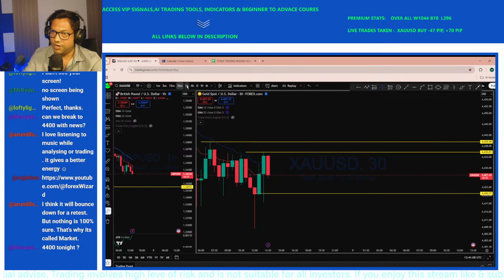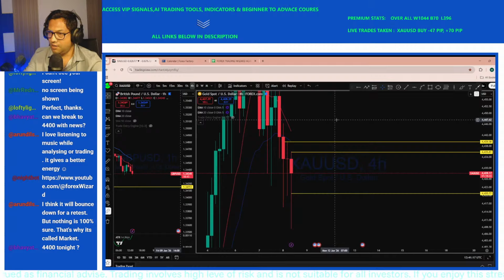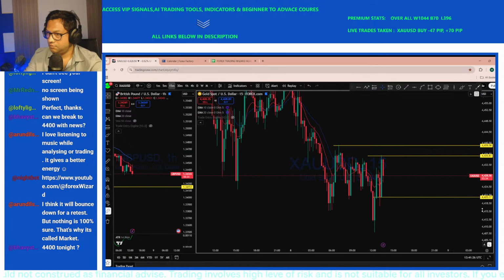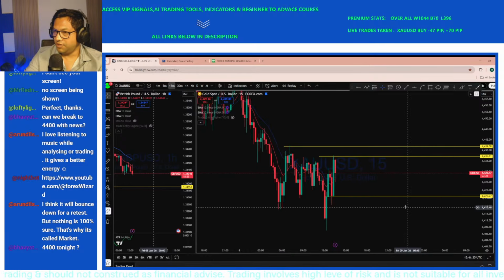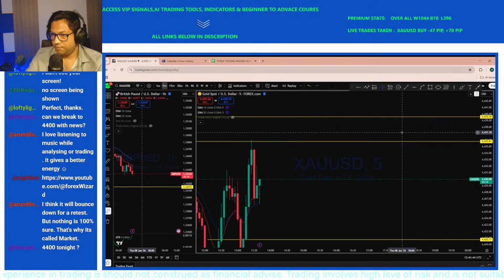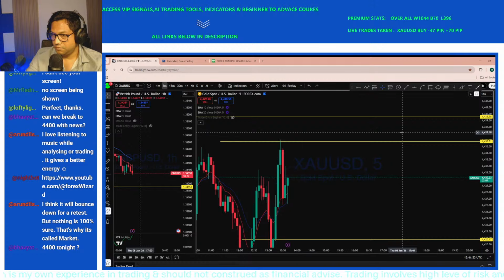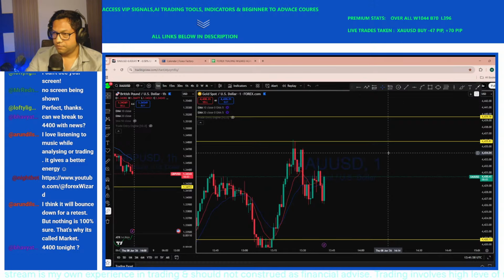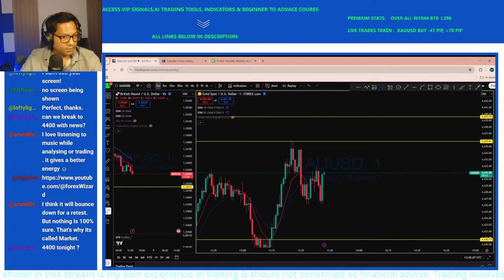breaking that low here. You can see this is the 1 hour price action, forming a pretty long wick doji, and with this multiple rejection, the market is maintaining this series of higher lows here. $440 tonight.